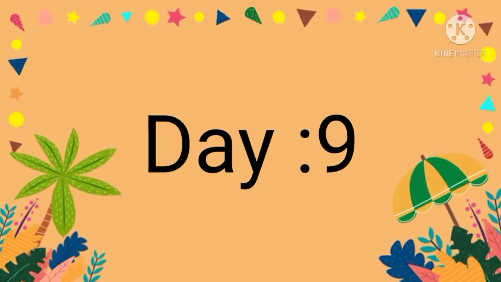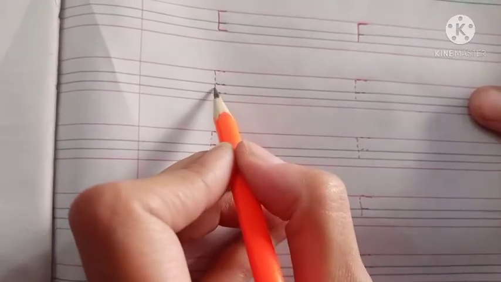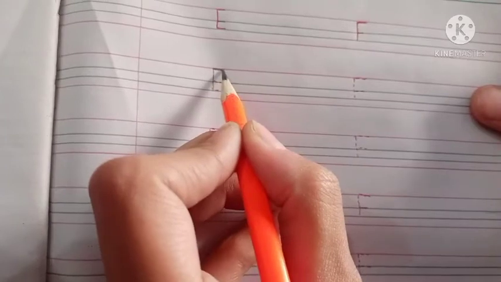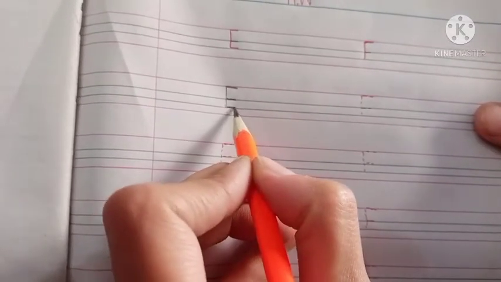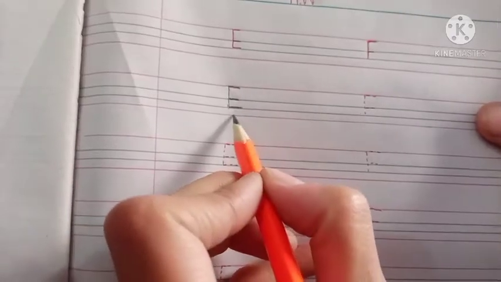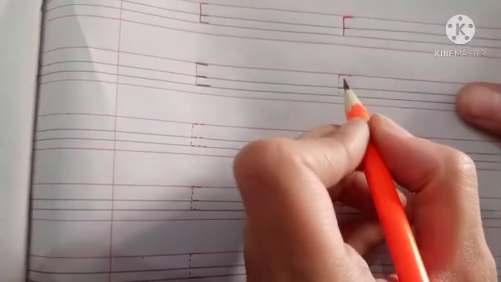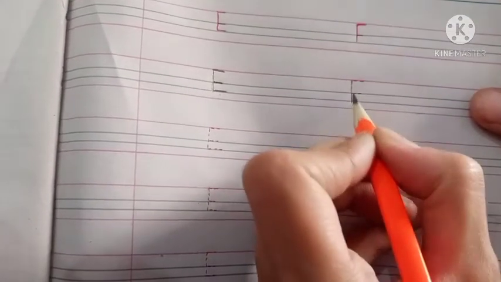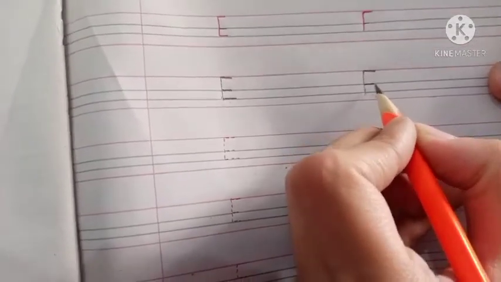Let's start the task of day 9. Here we have to do practice of letter E and F. Let's start. Draw a straight line, then a slipping line on the first line, then a slipping line on the second line, then again draw a slipping line on the third line. This is letter E, and E makes the sound Eh. Now you have to write down F. We have to do practice of letter F. Draw a straight line, then a slipping line on the first line, then a slipping line on the second line.